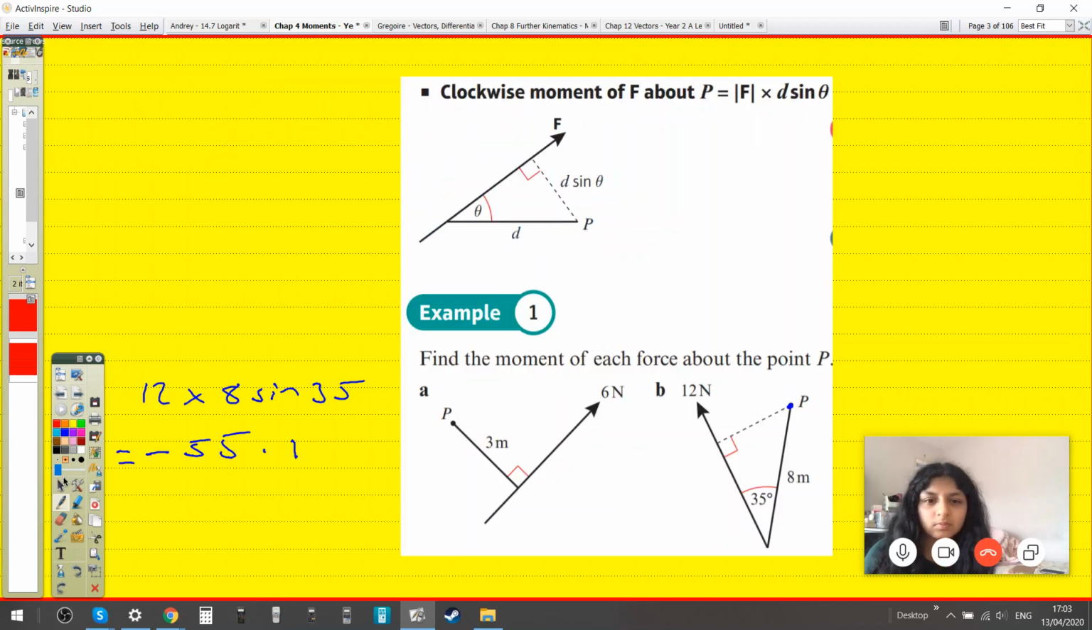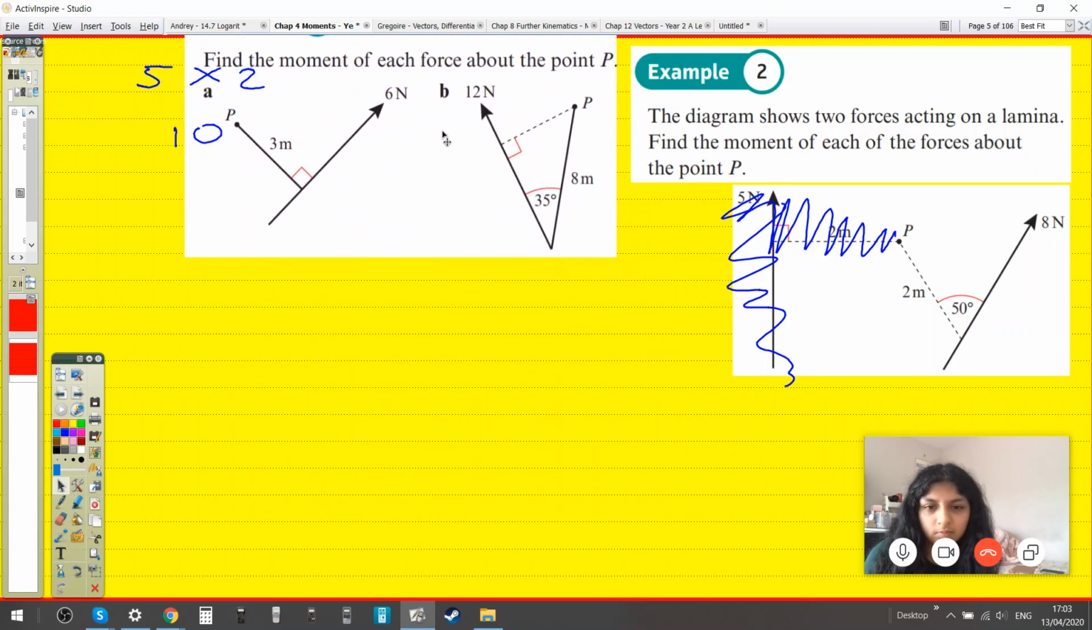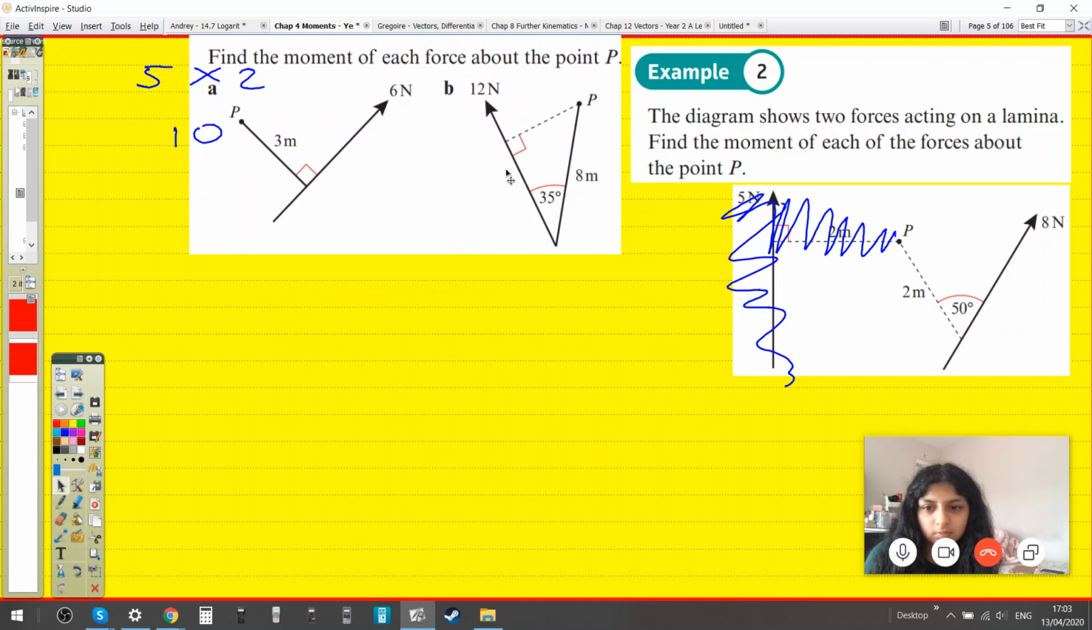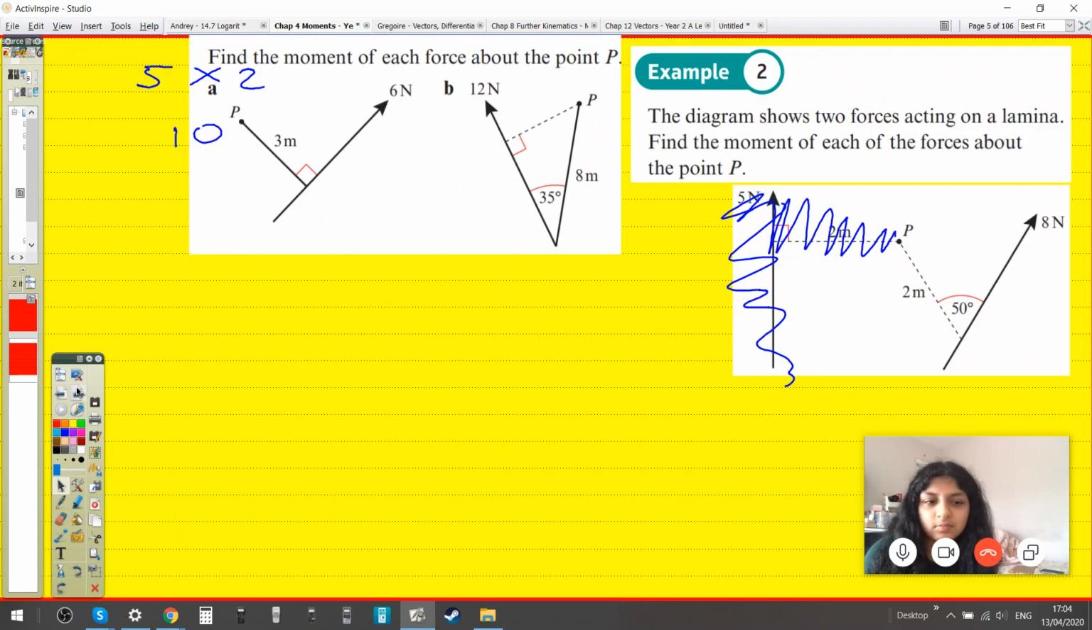What if I copy and paste this one here? A second ago you said it was 12 times 8 sine 35. But there isn't a right angle for this one. You can imagine there is something like that.